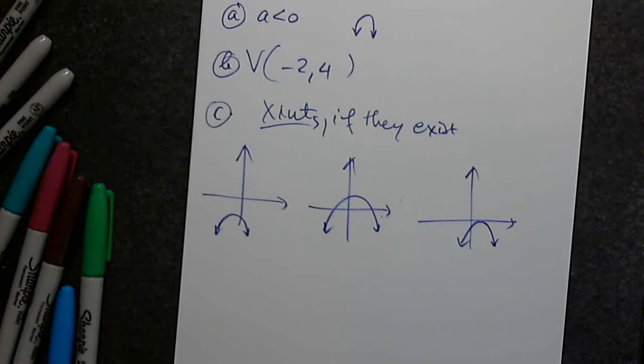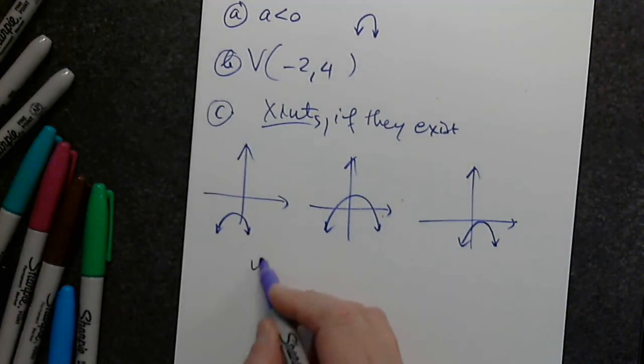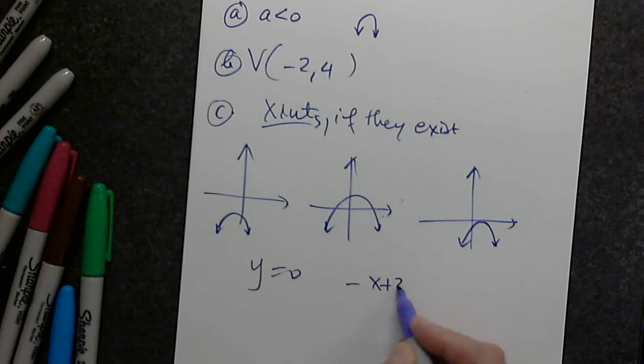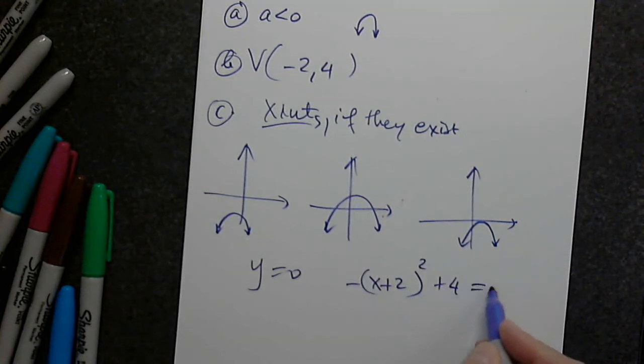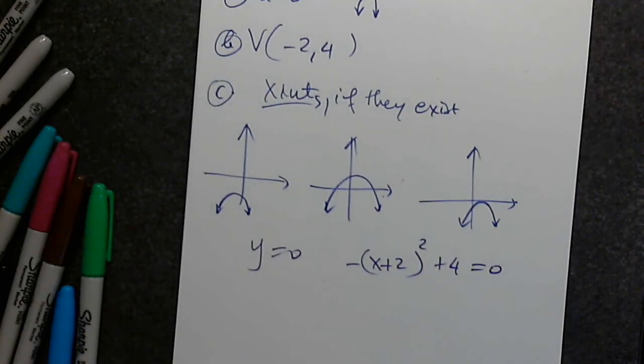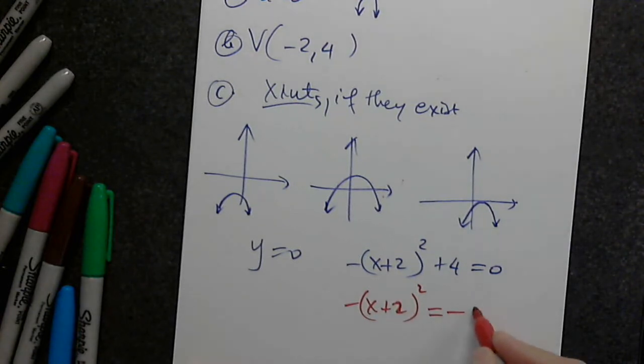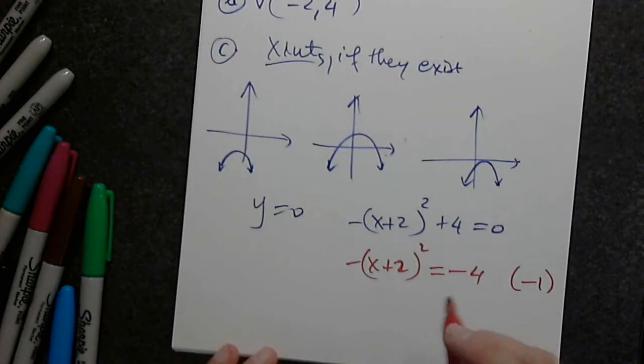For any function. Very good. Negative x plus 2 squared plus 4 equals 0. First step, please. How do I solve this equation? Of course. Very good. Then, say it again. Very good. Excellent. Divide or multiply by -1.